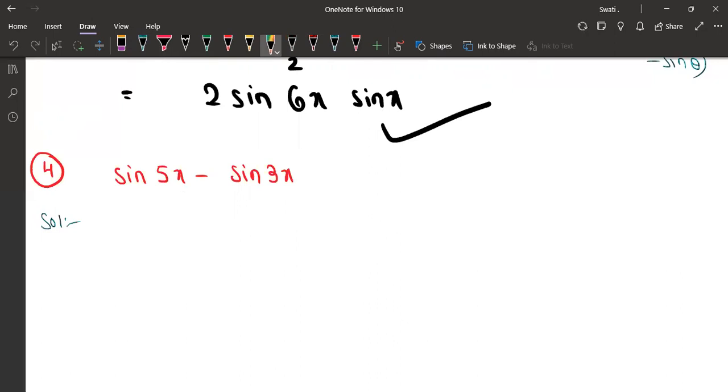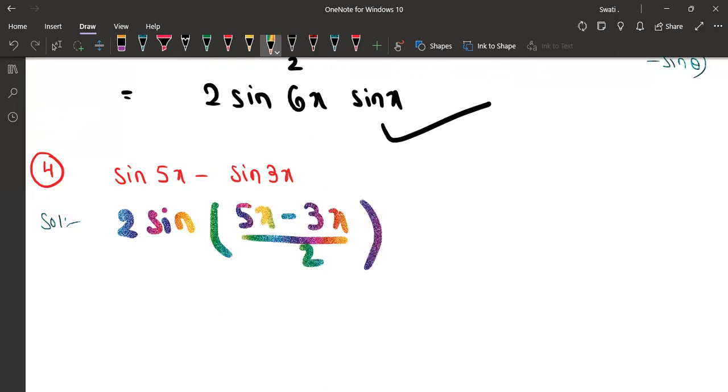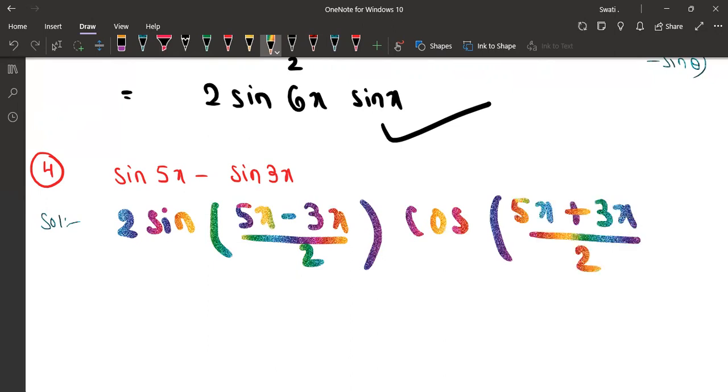It is 2 sine (c minus d)/2, that is (5x minus 3x)/2, times cos (c plus d)/2, right? So that is (5x plus 3x)/2. I'm not writing the formula once again. I'm reminding you because I've already written all the formulas in one place. You make sure to write down the formula every time.